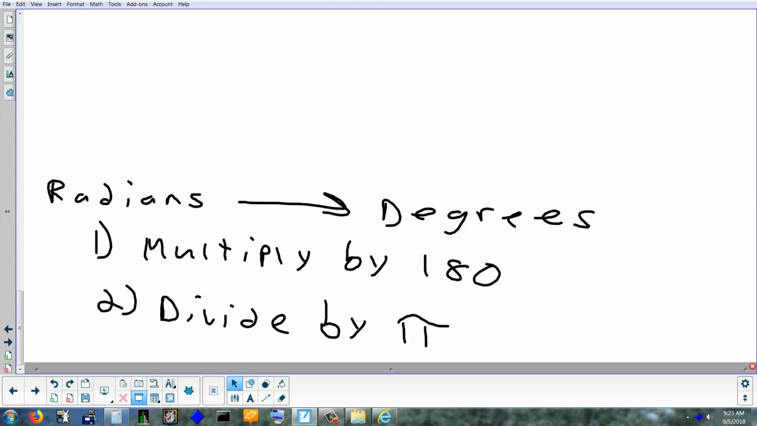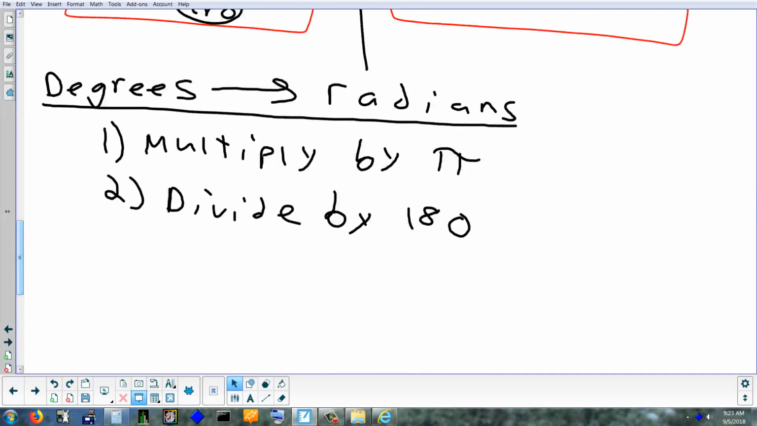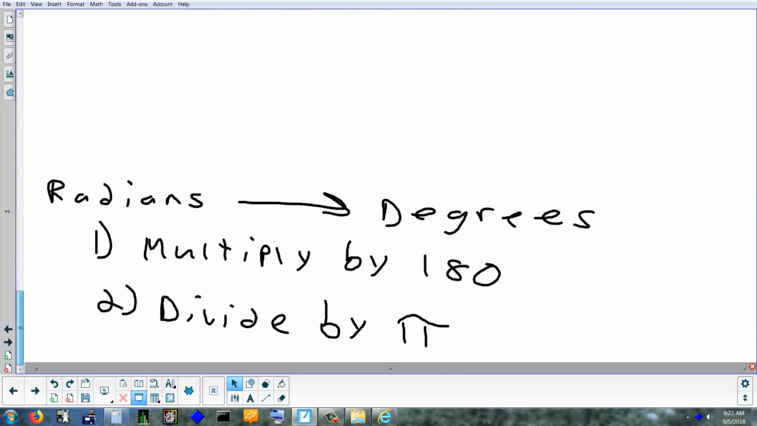And now those two steps are kind of similar. One of them you multiply by 180 and divide by pi. The other one, it's multiply by pi and divide by 180. So in a second, I'm going to show you a way to keep track of how you remember to do which one when.